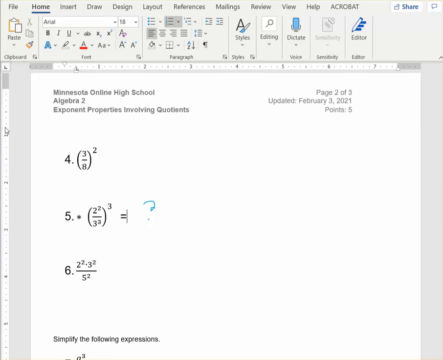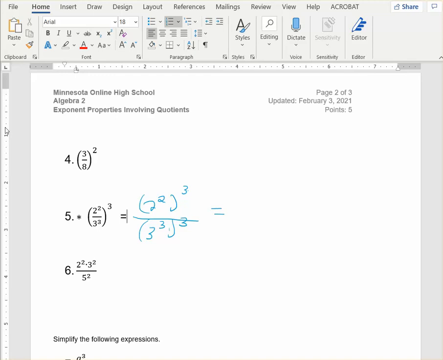I'm going to use the property that says that if you have a fraction raised to a power, then that's the same as the numerator raised to that power over the denominator raised to that power. But my numerator is a power, 2 to the 2nd, so I'm using parentheses to show that that's all being raised to the 3rd power, and in the denominator I have a power, 3 to the 3rd power, and that's being raised to the 3rd power.